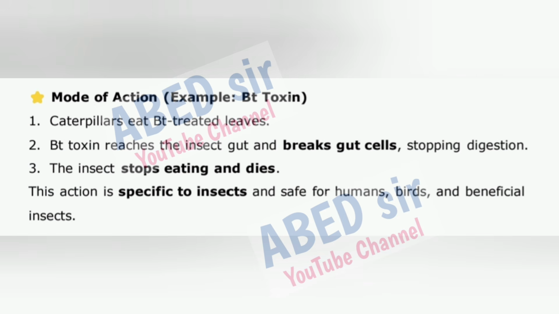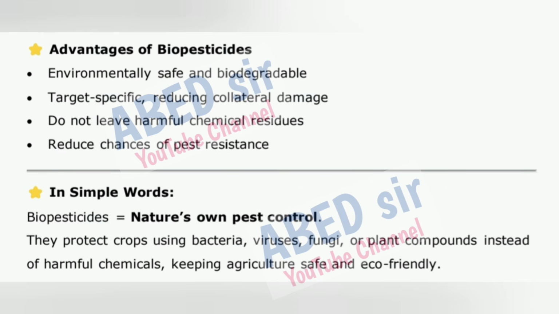Mode of action, example, Bt toxin. 1. Caterpillars eat Bt-treated leaves. 2. Bt toxin reaches the insect gut and breaks gut cells, stopping digestion. 3. The insect stops eating and dies. This action is specific to insects and safe for humans, birds, and beneficial insects.